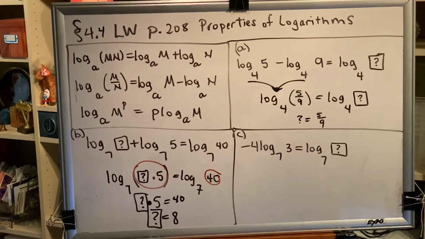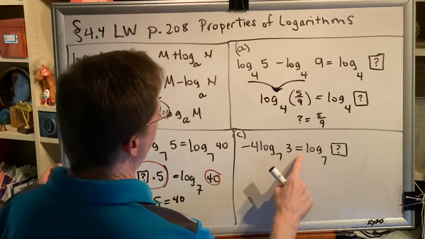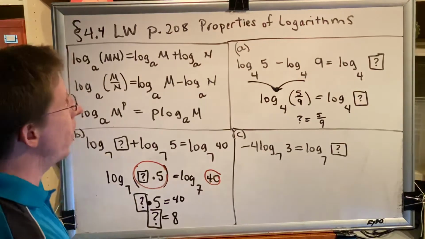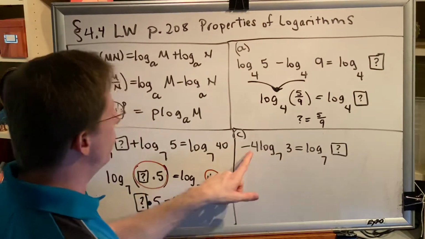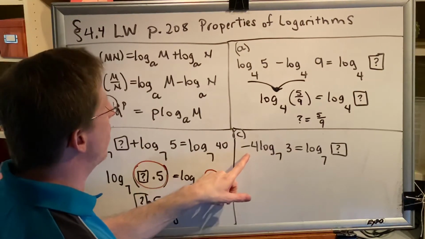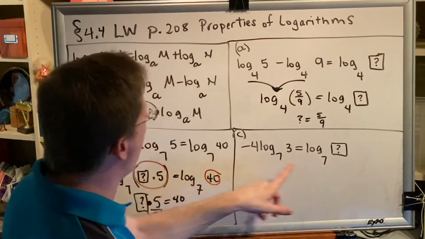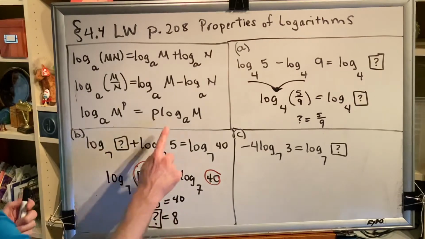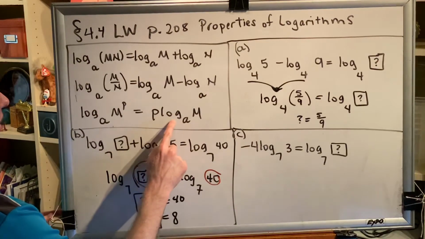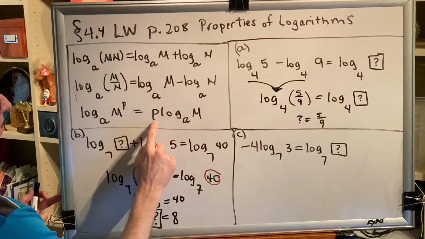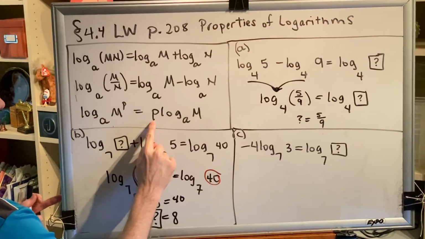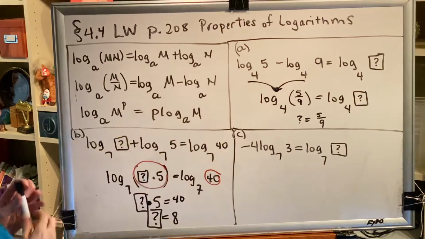In this last one, we have negative 4 log base 7 of 3 equals log base 7 of blank. And so we need to find a way to make these look the same. This one has a factor in front of it, negative 4, whereas this one does not. So we need to find a way to get rid of this negative 4. What that means is that we are looking at this third rule here. So we have a factor p in front of our log that we don't want to be there. So how can we move it? We can move it to become the exponent of the argument.